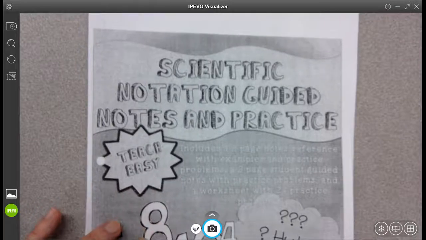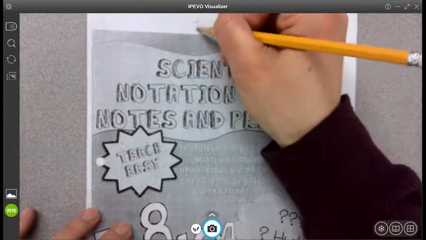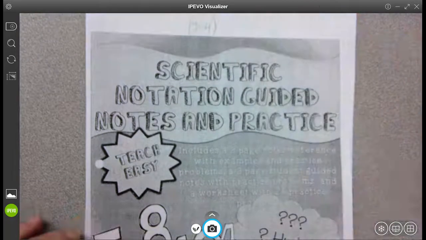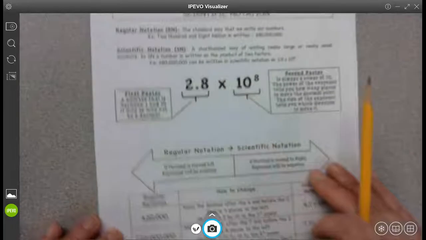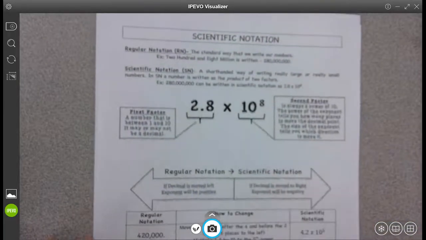All right, we're in your last section of chapter 7. This is 7-4. It's scientific notation. Okay? So the lesson is scientific notation.